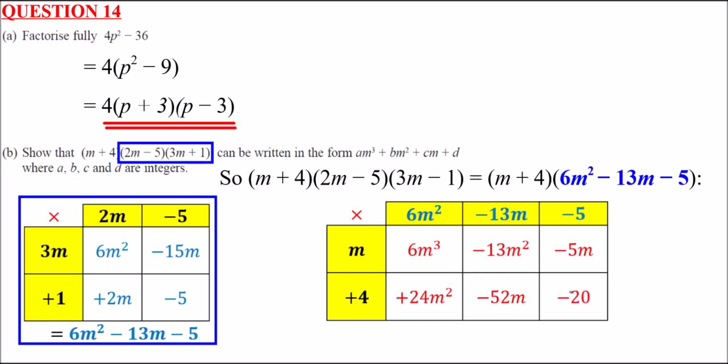So then, fully simplifying this down, we've got 6m cubed, 24m squared minus 13m squared gives us overall 11m squared, because 24 take 13 is 11. The normal m's, minus 52 of them take away another 5 gives minus 57m, and finally minus 20. So our fully simplified solution is 6m cubed plus 11m squared minus 57m minus 20.